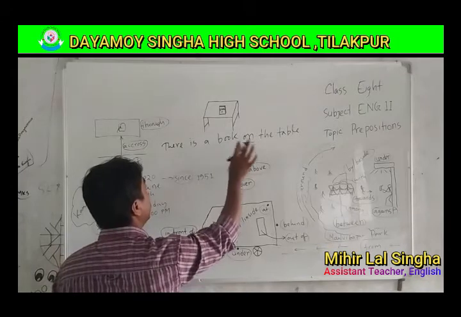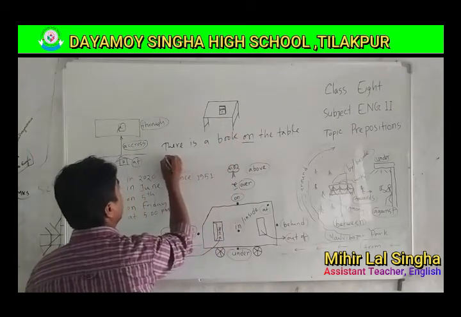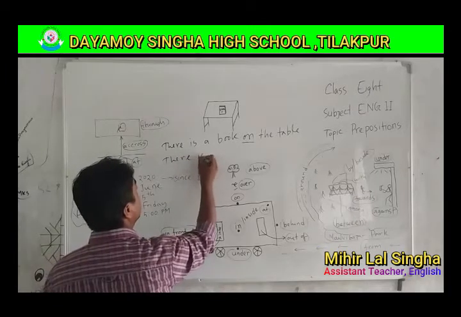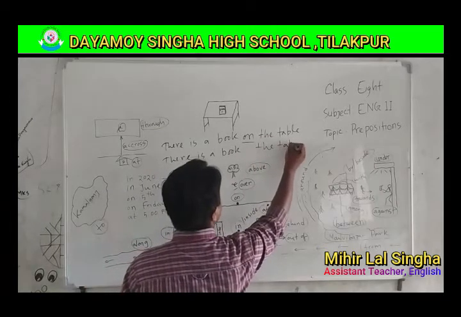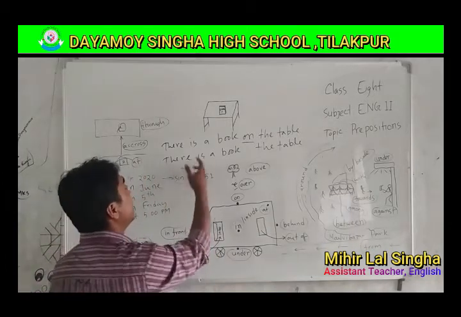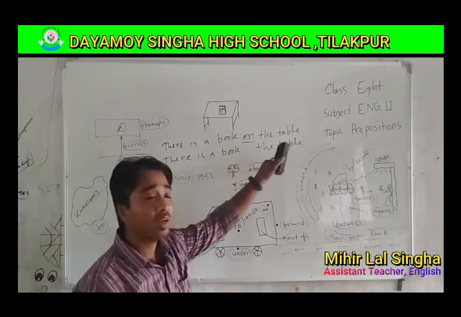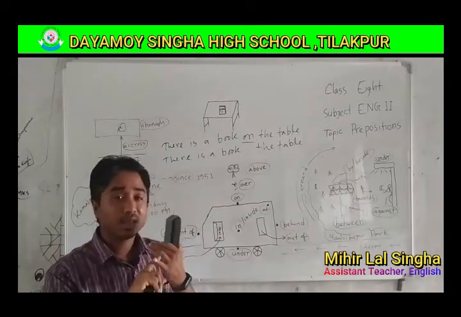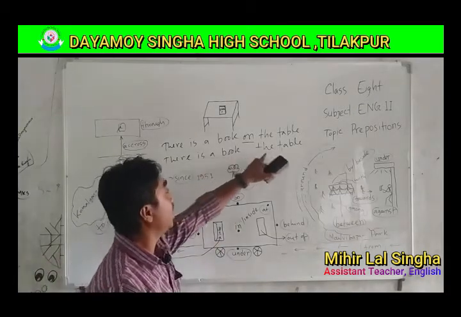Suppose there is no 'on' in the sentence. If there is no 'on' or no preposition in the sentence, then the sentence will stand like this. It doesn't make any sense. There is a book, the table, there is no relationship between a book and the table. So this preposition 'on' creates a bond, a relationship between this book and the table.